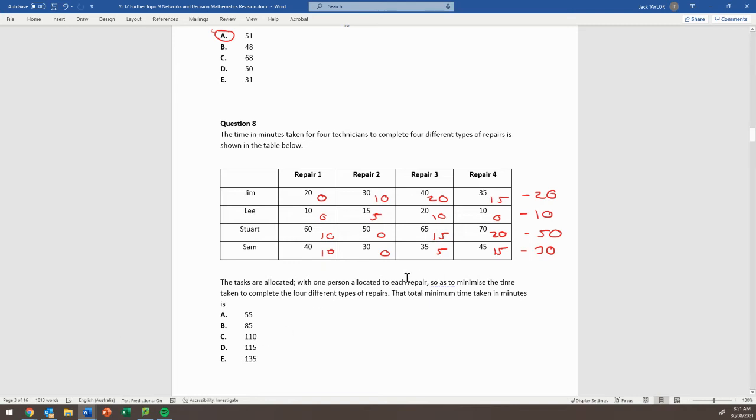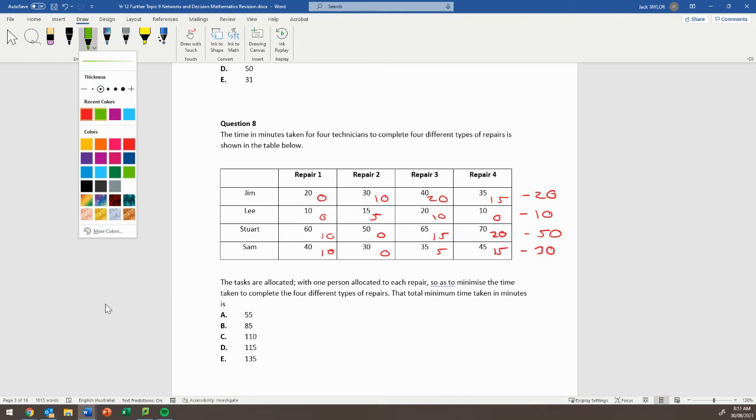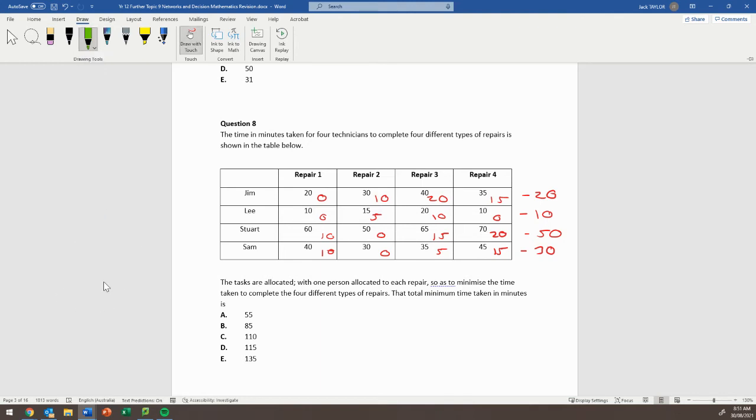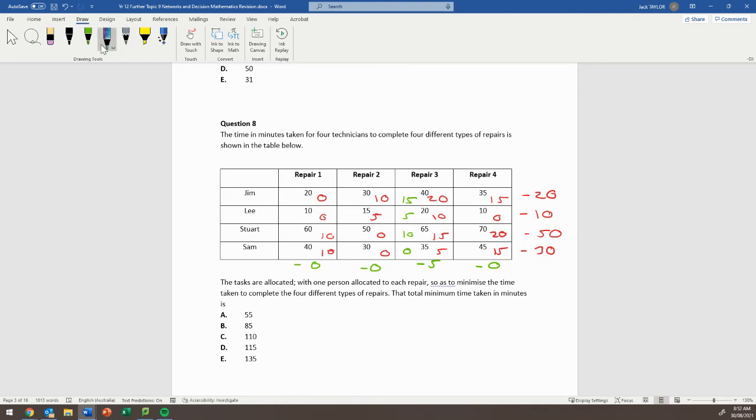All right, so after that, we would need to do a column reduction. So looking at those new values, I would subtract 0, 0, 5, and 0. So all that changes is this column, 15, 5, 10, and 0. All right, so after that, I would need 4 lines to cover up all the zeros. So that's good. That's what we want.